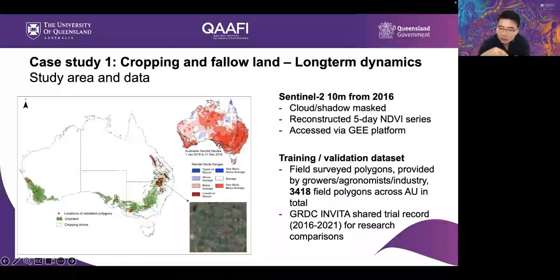And then we created a series of images that update every 5 days. And to validate the results from remote sensing images, we also collected over 3,000 field survey polygons from growers and private agronomists across Australia. In addition, we had extra shared data from a big farming research project called GRDC Invitar to validate some of our outputs as well.